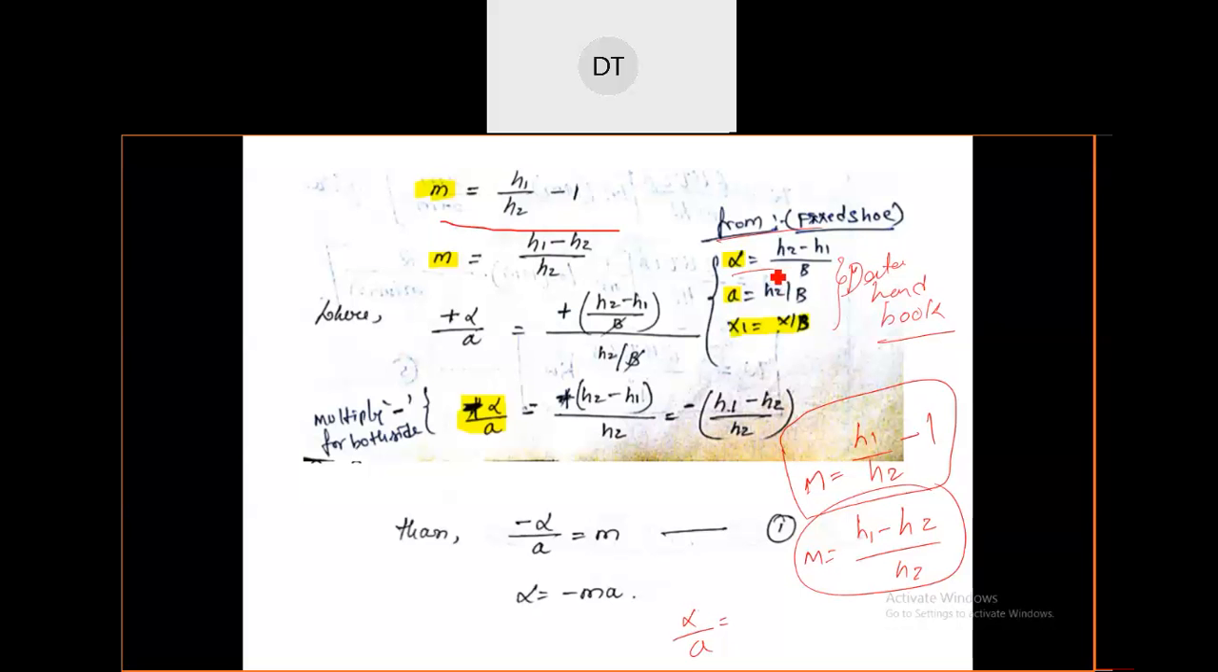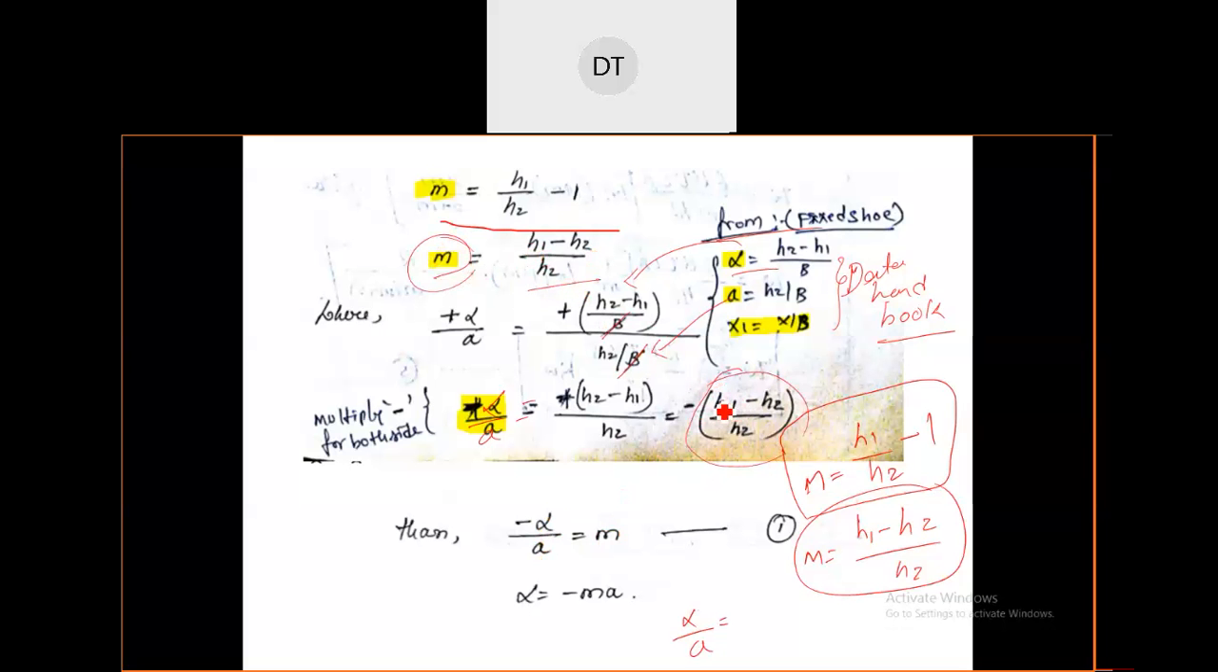So alpha is equal to h2 minus h1 by b, and a is equal to h2 by b. So alpha by a, I substitute these values here and here, and b gets cancelled. Finally alpha by a gives h2 minus h1 by h2. If we take the minus common outside, it becomes minus of h1 minus h2 by h2, which is similar to m. So here minus alpha by a is equal to m, where m is equal to h1 minus h2 by h2.